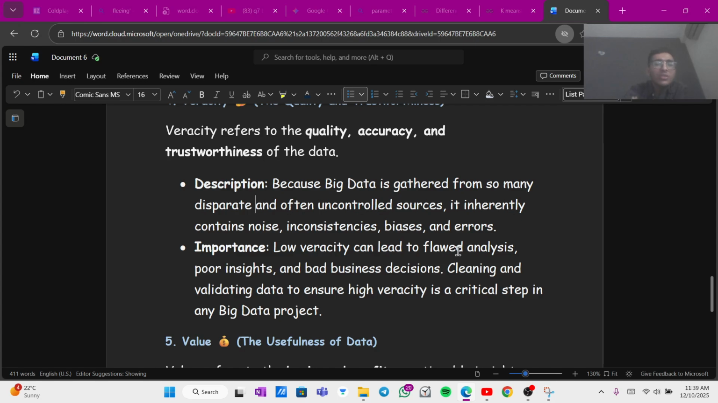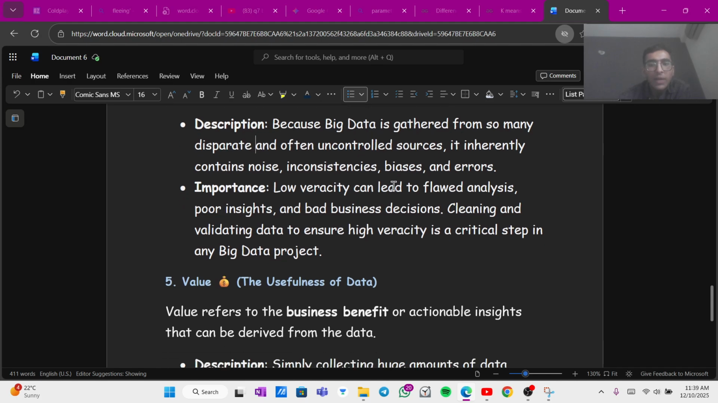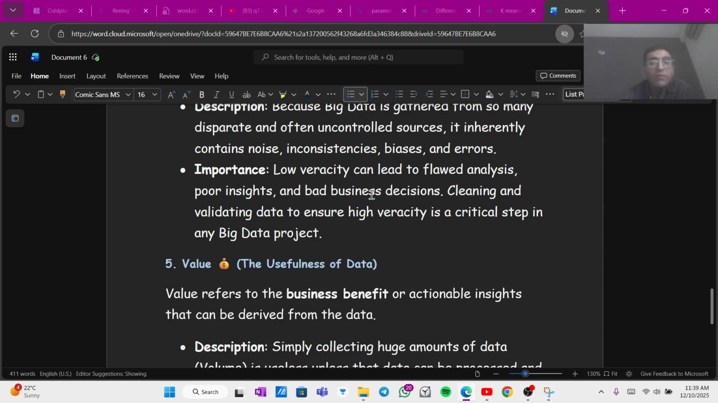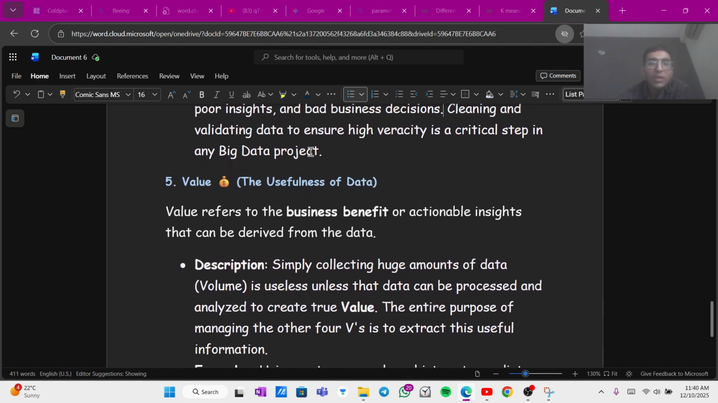For example, YouTube can't say that I will accept comments from only this particular user. There is no such thing. It inherently contains noise, inconsistency, biases, and errors. Importance: low veracity can lead to flawed analysis, poor insights, and bad business decisions, which will harm and taint the reputation and everything associated with the modeling. And in fact, everything is associated with modeling these days. Cleaning and validating data to ensure high veracity is a critical and very crucial step in a big data project.